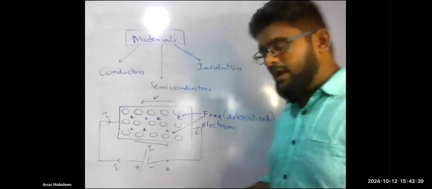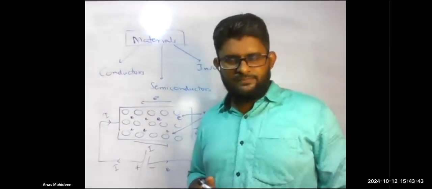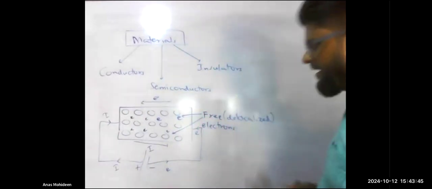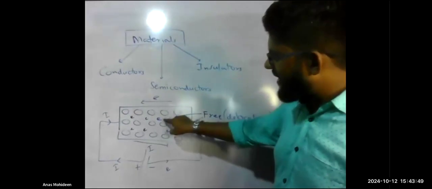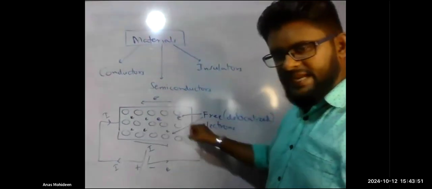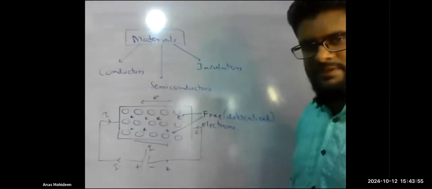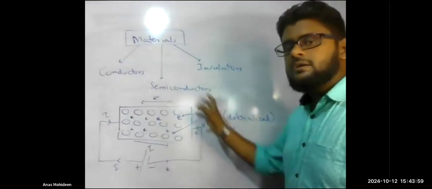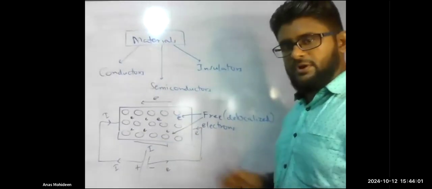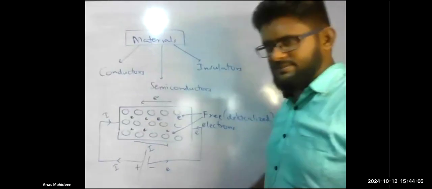So in this way, the metals can transfer the current. In metals, these free electrons, the delocalized electrons, contribute to transferring the current, because of their charges. So this is how metals become conductors.